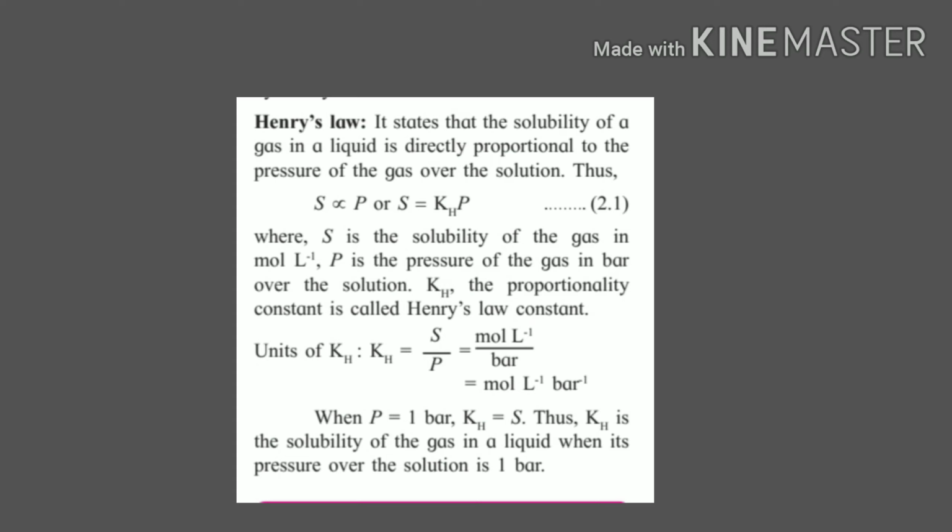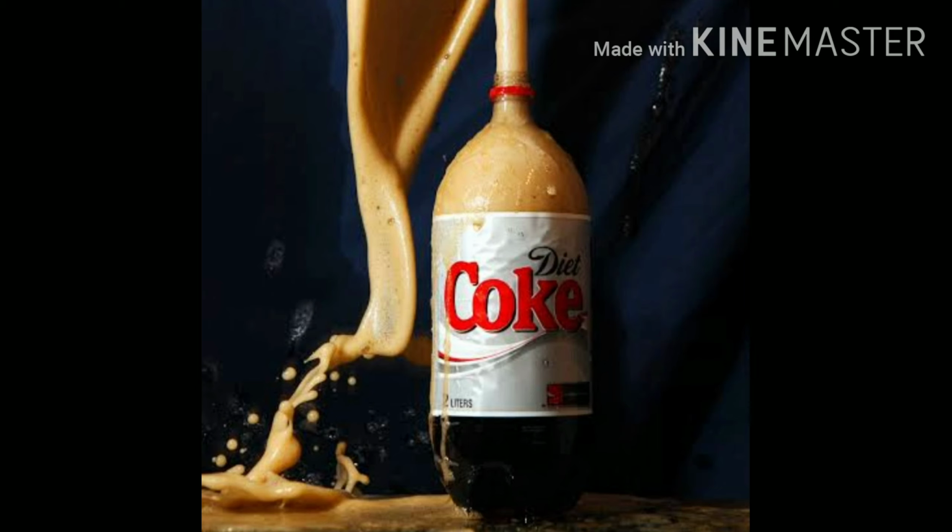Now if you are taking pressure as 1 bar, then your proportionality constant becomes KH = S, because S upon 1 is going to give you S. Thus KH is the solubility of a gas in a liquid when its pressure over the solution is 1 bar. I hope you understood how you get KH = S, because if you take pressure equal to 1, then the equation becomes KH = S upon 1, which gives you KH = S. Henry demonstrated an experiment to show the effect of pressure on solubility.